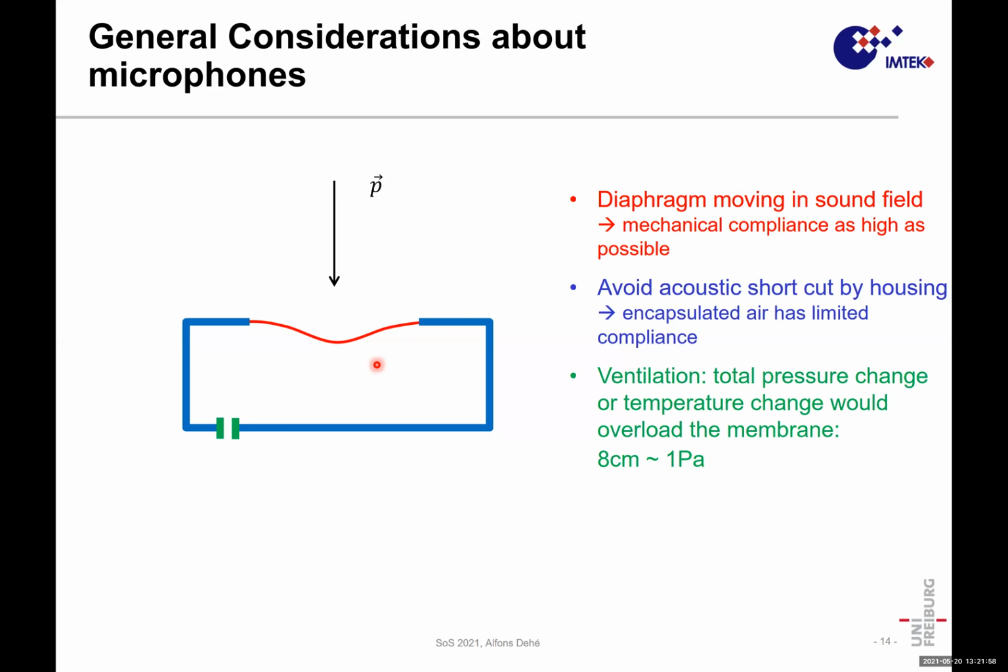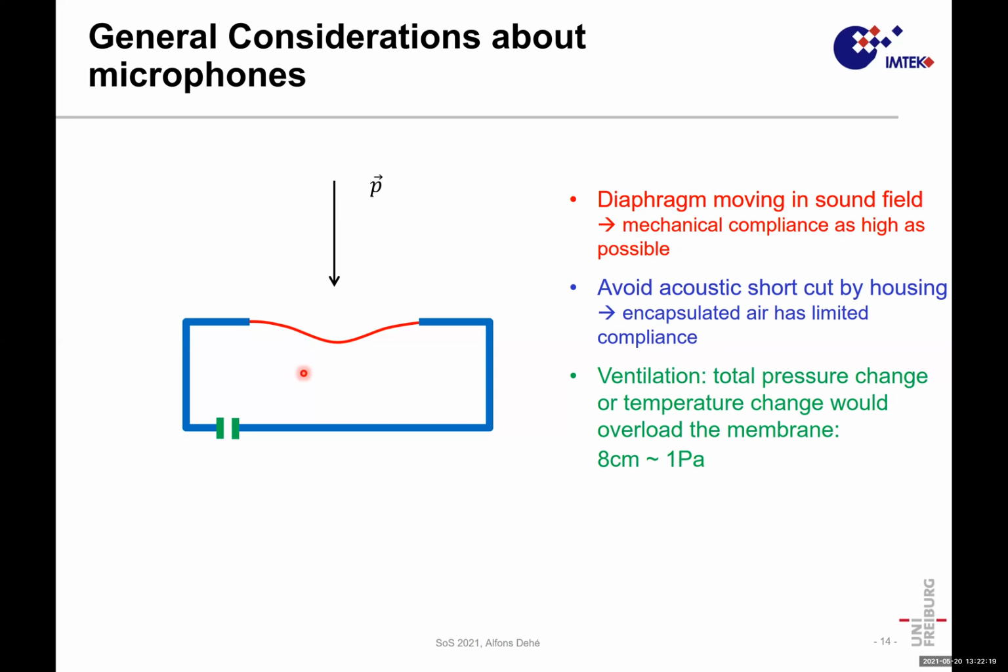Last but not least, if you have this encapsulation and you change temperature, for example, then if you heat up, the volume could not escape and it would blow off the diaphragm in one direction or down. For this, you always need the pressure equalization hole in your package somehow.